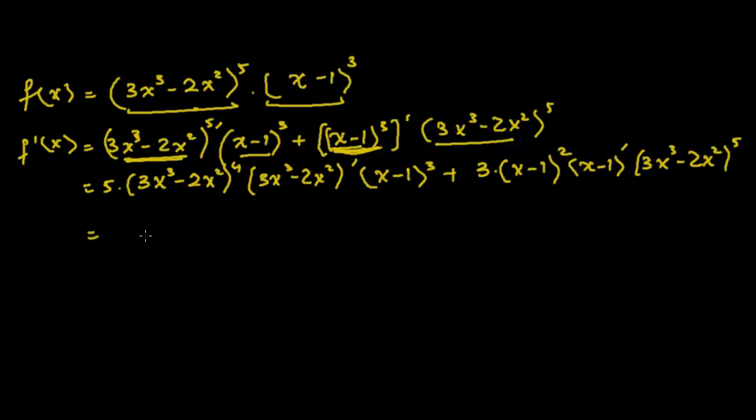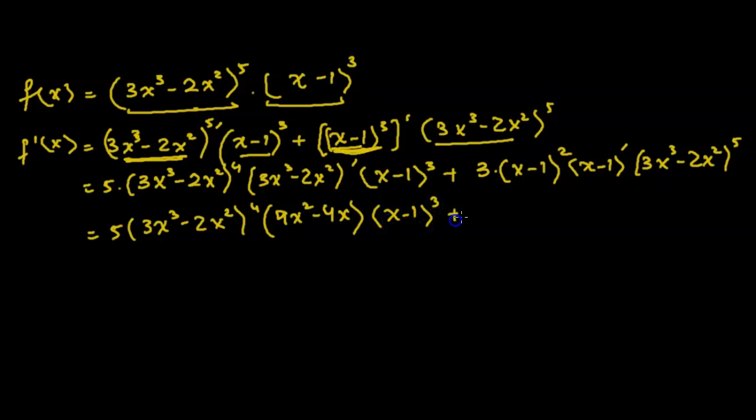When we simplify it further, we would be able to get 5 times (3x cubed minus 2x squared) to the power of 4. Inside we would have 3 times 3, 9x squared minus 4x. Now we don't have to put the prime sign as we have already found out its derivative, times (x minus 1) cubed plus 3 times (x minus 1) squared. The derivative of x minus 1 is a 1. Then we rewrite (3x cubed minus 2x squared) the whole to the power of 5.